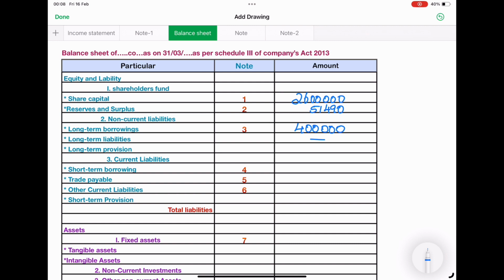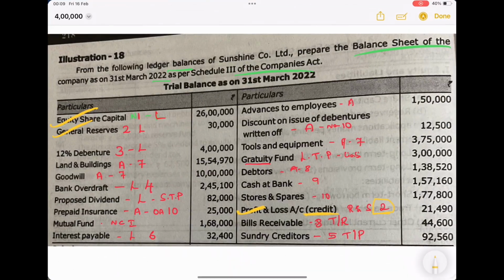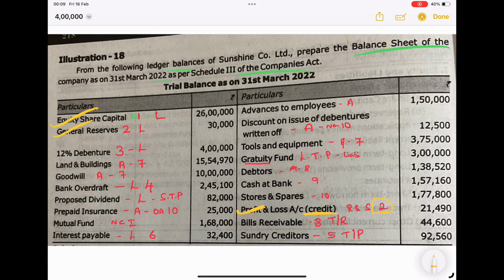See here, long term liabilities, we don't have any long term liabilities. Next one is long term provisions. We'll cross verify whether we have any long term provisions or not. According to me, we have one long term provision, that is gratuity fund. See, I have told, right? Gratuity fund, we have to write it here.